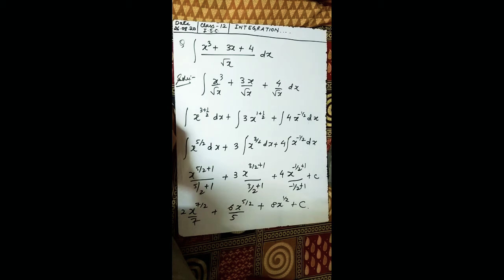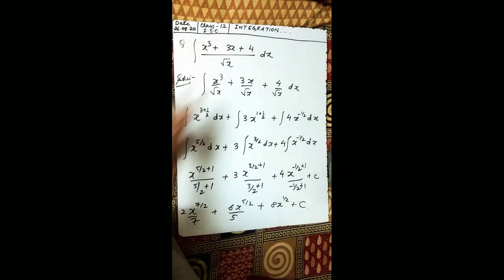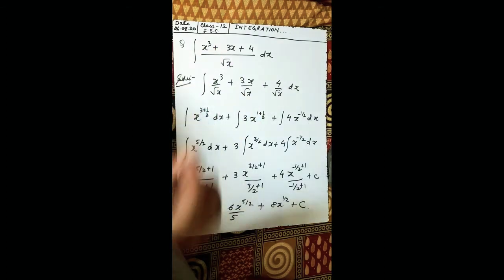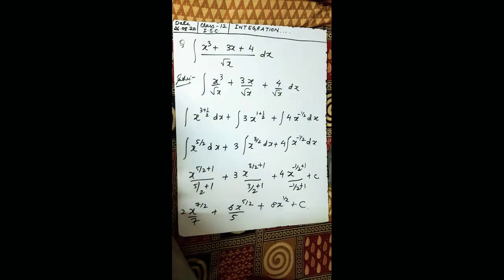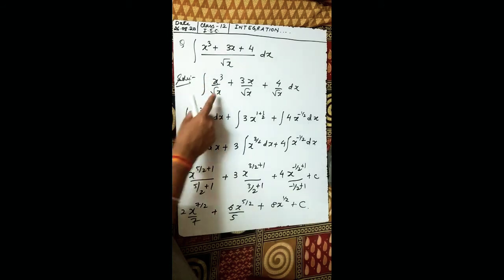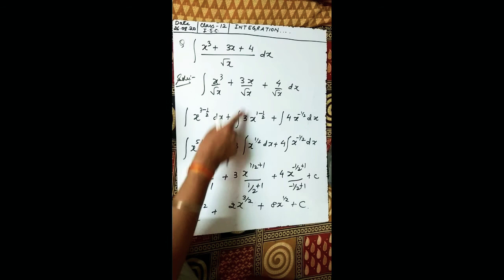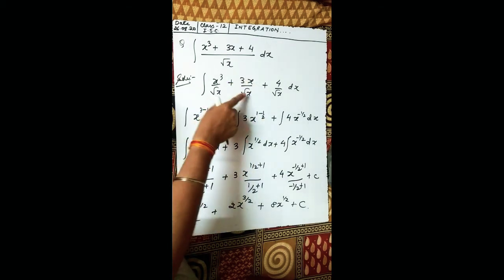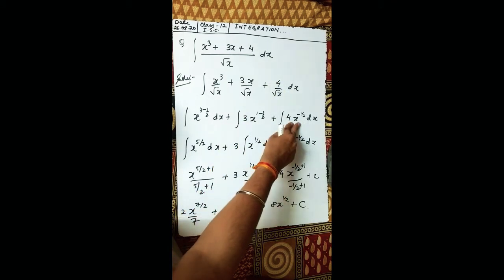So what we can do in such type of question where you have p by q form, rational form, you can separate this denominator with each term of the numerator. Here see, x to the power 3 and this is x to the power half, so when it goes up, it will be 3 minus half, plus integration of 3x, this is one power, and this half when it goes up, it will be 1 minus half, plus x to the power minus half.